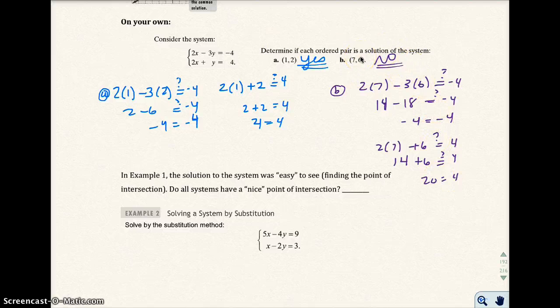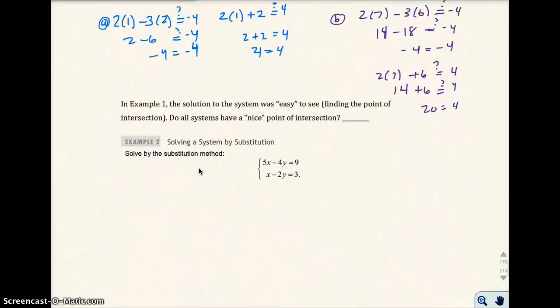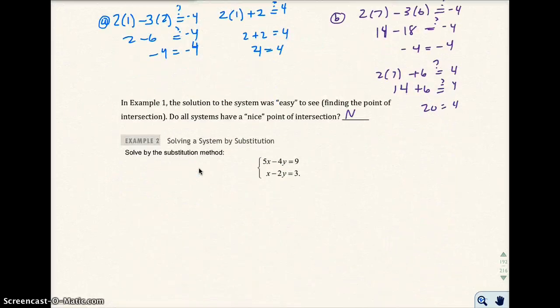Okay. So let's look at example 1 again, and notice how in example 1, the point where they share, or the point of intersection, or the solution they share in common, is nice and pretty, 4, -1. But if you graph two lines randomly, will they always cross at a very nice point? And the answer is no. In fact, probably the majority of the time, the answer is no.